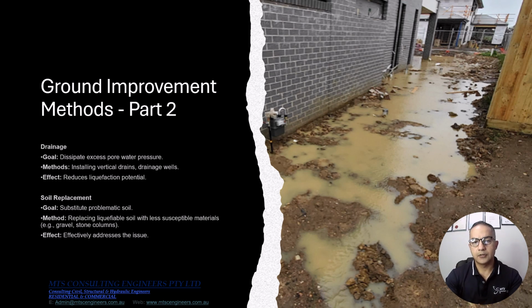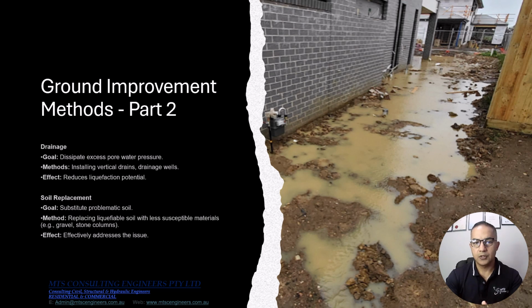Moving on, drainage is another crucial method. Its goal is to dissipate excess pore water pressure in the soil. This is done by installing vertical drains or drainage wells, which ultimately reduces the liquefaction potential.